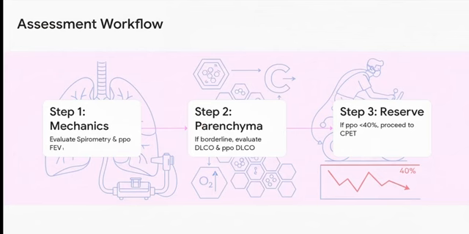This slide really lays out the logical, stepwise workflow from the guidelines. Think of it as a cascading algorithm. We start with spirometry and the PPO FEV1. If those results are borderline, we move on to DLCO and the PPO DLCO. And if either of those predicted postoperative values dips below that critical 40% threshold, then we must proceed to the definitive assessment of cardiopulmonary reserve with CPET.